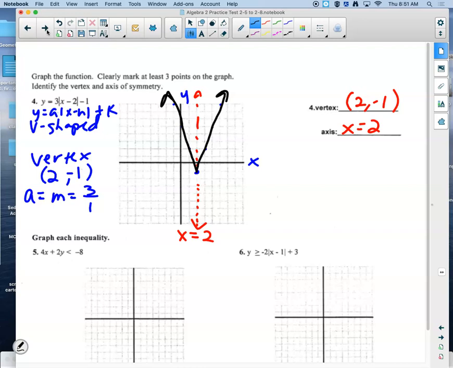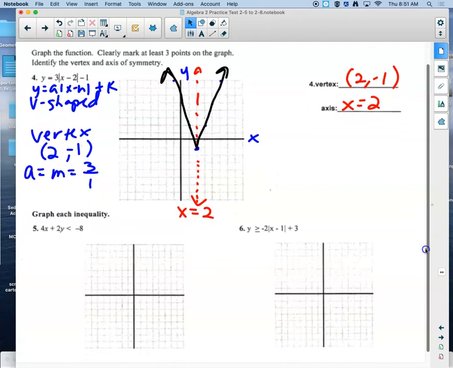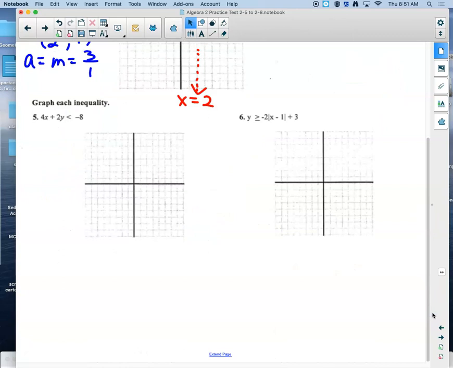Speaking of inequalities, that's the next piece down here. Graphing inequalities. Graph each inequality. Tell somebody sitting around you, a chicken wing elbow partner, what this is going to look like when we get done.